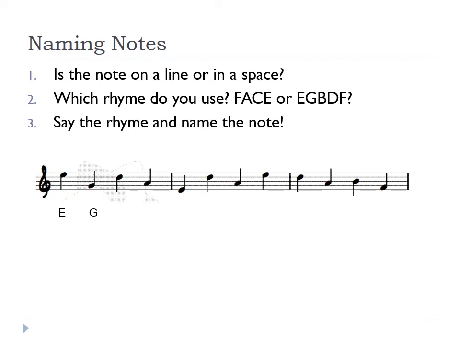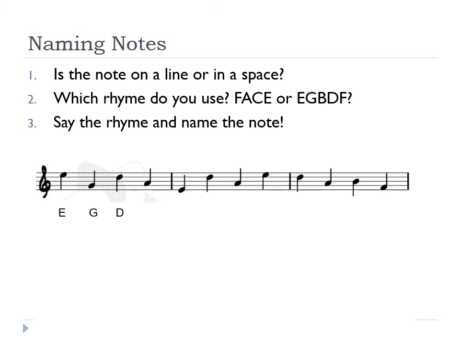How did you do with that? Well, I hope. Let's go through the answers together. So the third note that we see is on the line. So we're going to use every good boy deserves football. And we can say from the bottom up with every good boy deserves. This note is D.